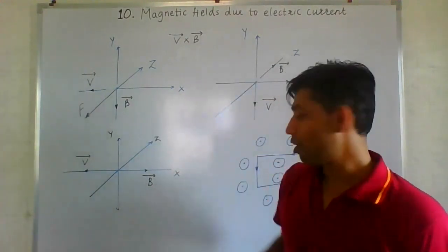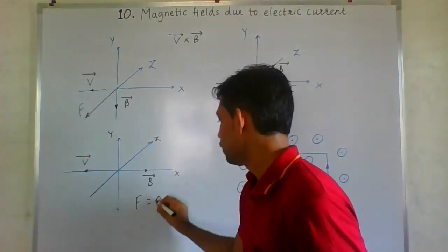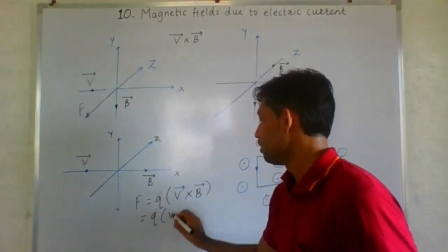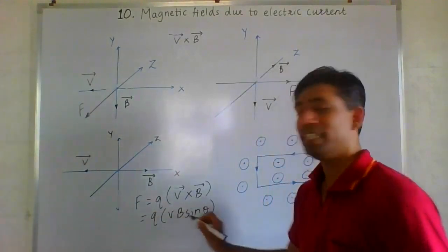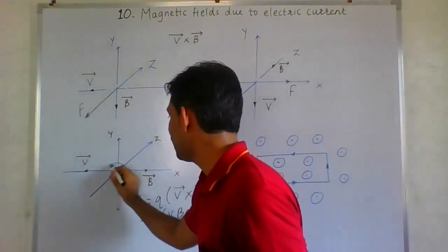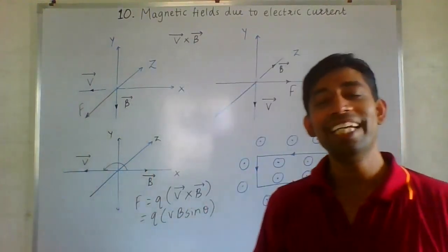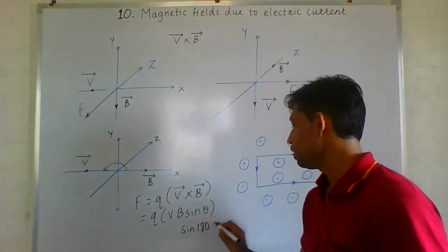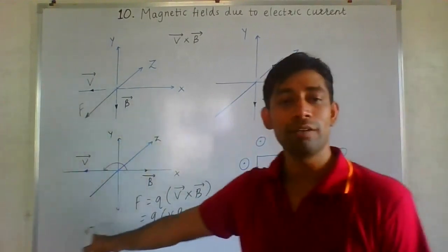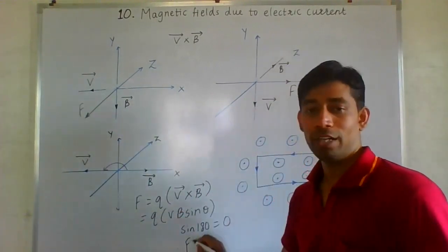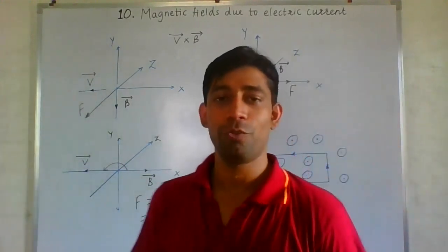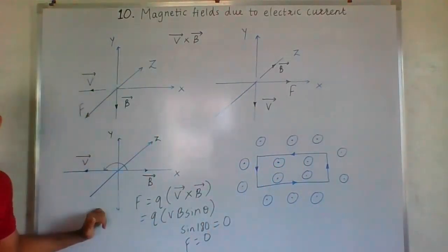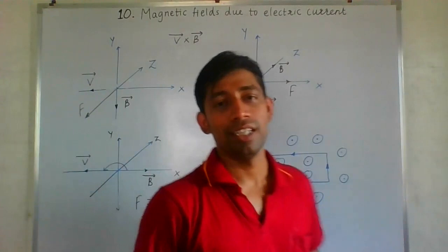What do we do here? Here the concept is F is equal to Q V cross B. Now what do you have to do? V B sin theta. Okay, so here the angle between these is equal to 180 degrees. So here you will put 180. So sin 180, you know it is equal to 0. Okay, so this whole term will come as 0. Therefore force value is going to be 0 in this case. So if there is no force, there is no need to find the direction. Understood? So this is that simpler case. Let's move on to the last case.